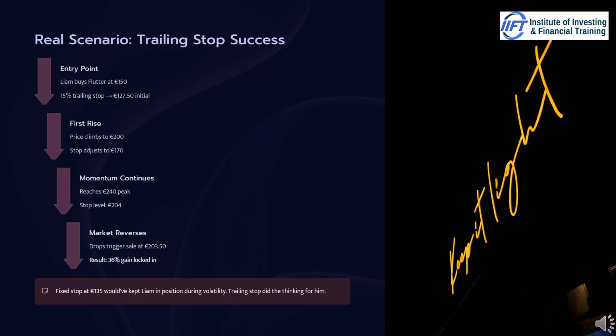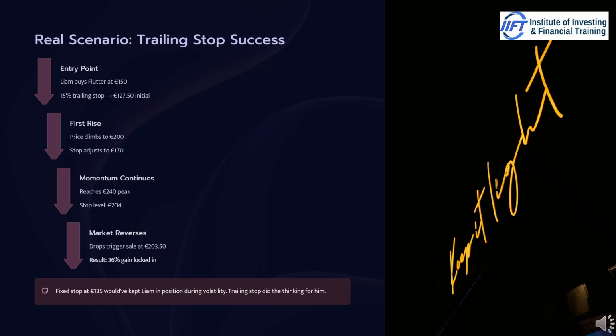So what happens? Flutter climbs steadily to 200, stop now at 170, then to 220, stop moves on up to 187, and then it moves further again to 240 and the stop keeps moving up. This time it's at 204, and suddenly the market turns nervous. Flutter drops to 204.50 and then to 203.80. So Liam's trailing stop triggers at around 203.50.